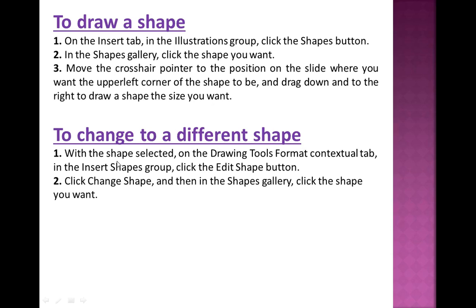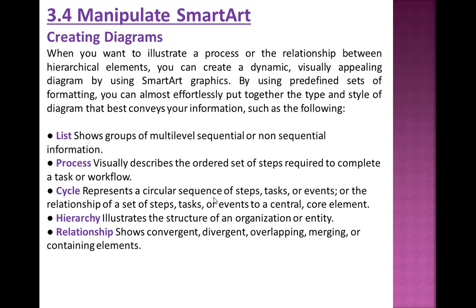Click the shape, go to the Drawing Tools Format contextual tab. In the Insert Shapes group, click the Edit Shape button. Click Change Shape, and then in the shapes gallery, click the shape that you want. It means that at any point of time you can change the shapes that are already inserted.